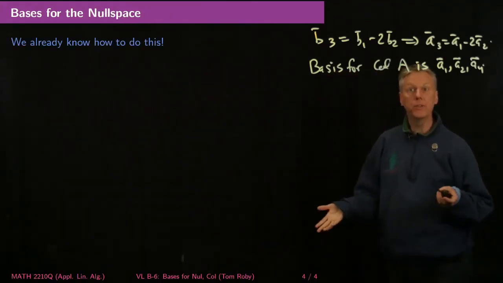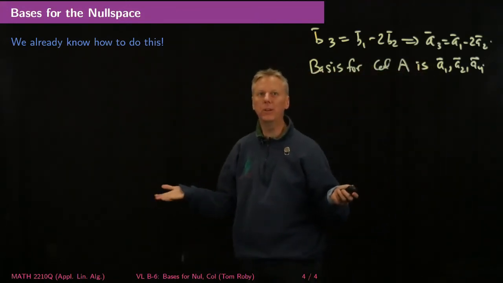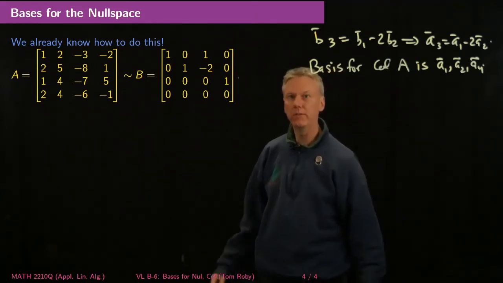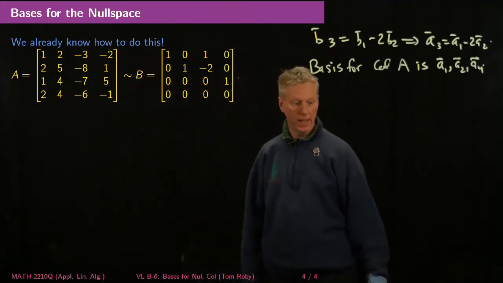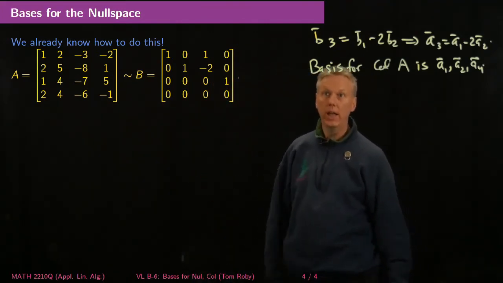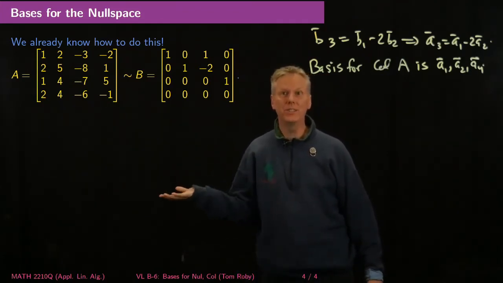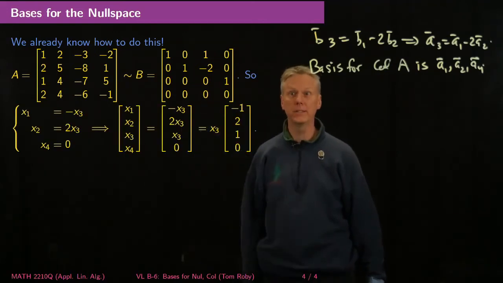Right? How about a basis for the null space? Well, it turns out we already know how to do this. We've been doing this for a long time. So let's take the same example now, where we've got this matrix A, and its row reduced echelon form is B, and you say, okay, how do I figure out a basis for the null space? Well, I'm just trying to solve the homogeneous system Ax equals 0, which is the same as solving the homogeneous system Bx equals 0.